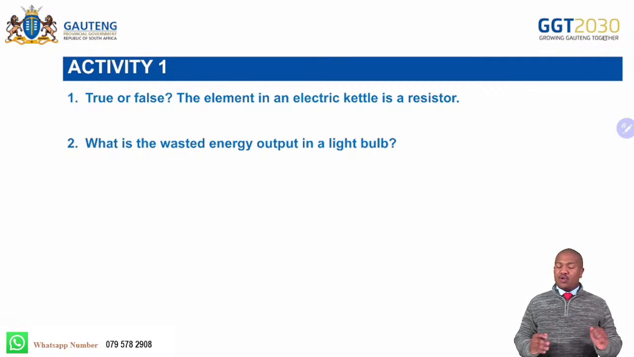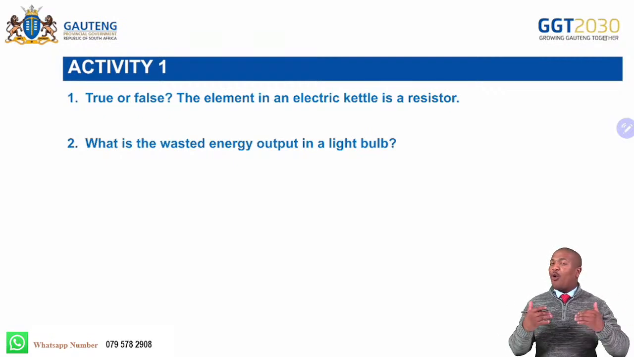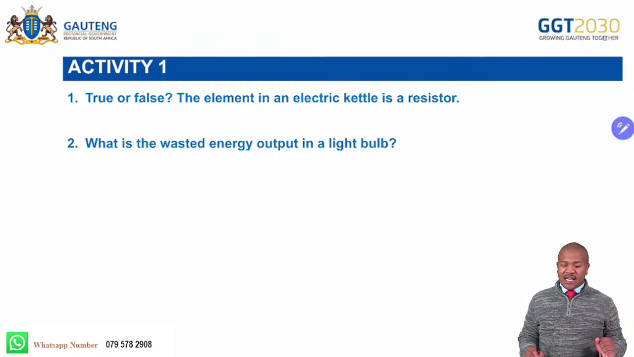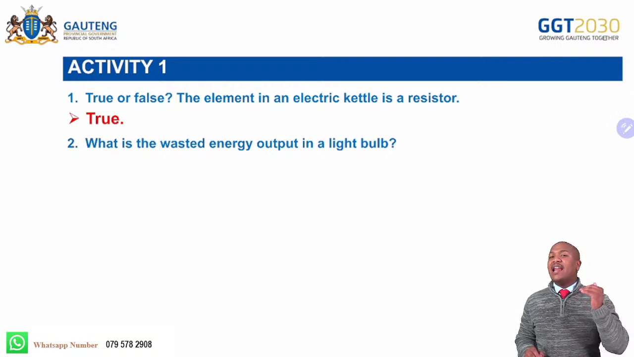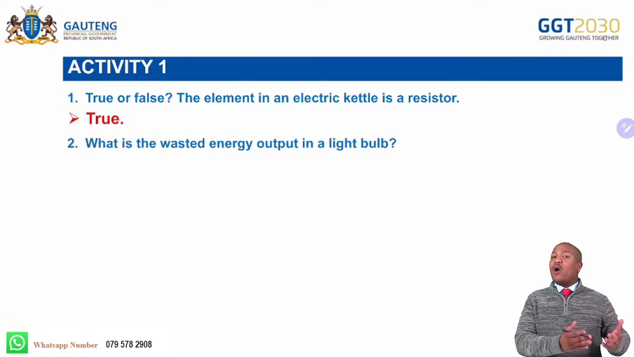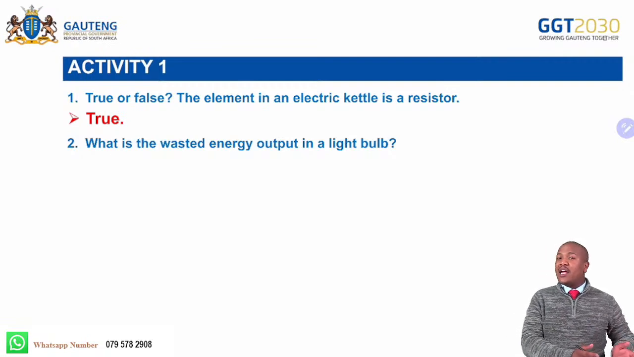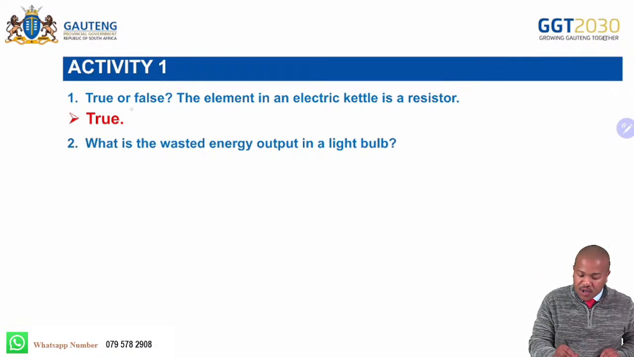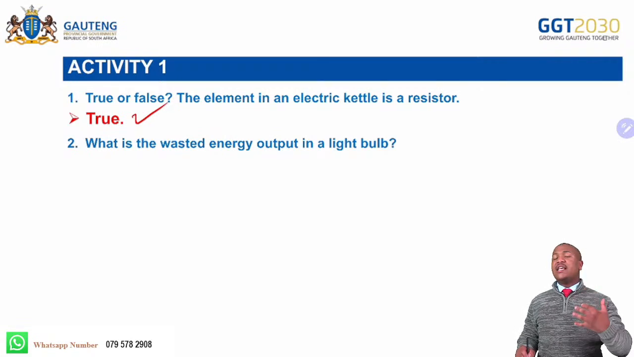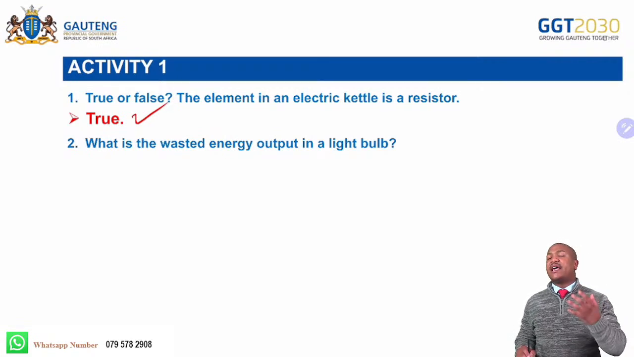So now let's do the solutions for our activity 1. I know that number 1 was a bargain, right? Number 1 says true or false, the element in an electric kettle is a resistor, right? What is the answer? The answer is true. The element in that kettle is a resistor. It transfers the energy from one form to another, from electrical energy into heat energy. So you give yourself a tick. Number 2 says, what is the wasted energy output in a light bulb?